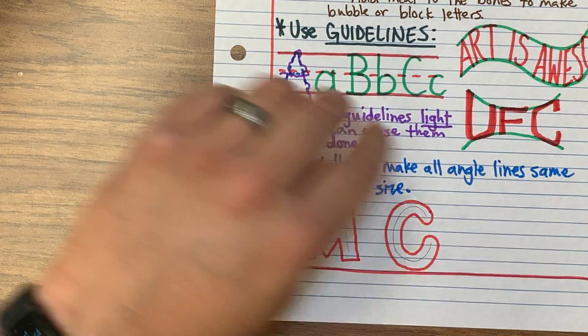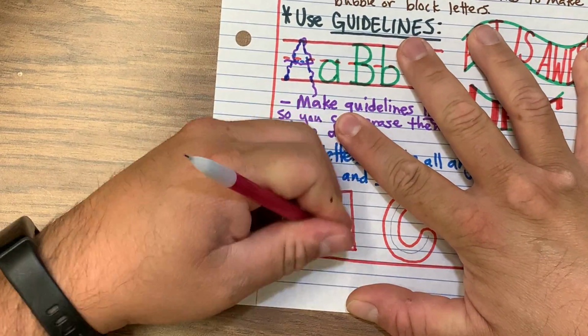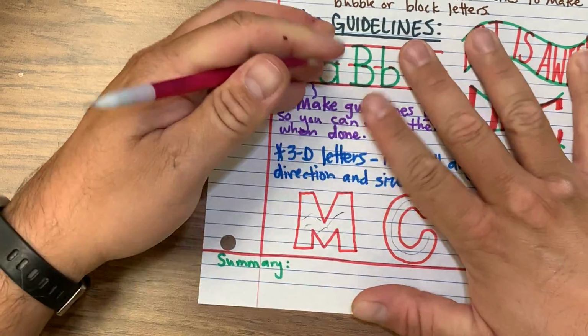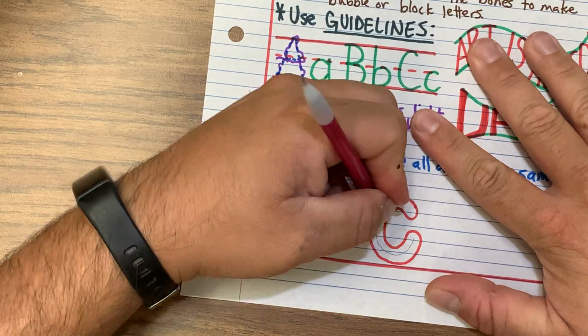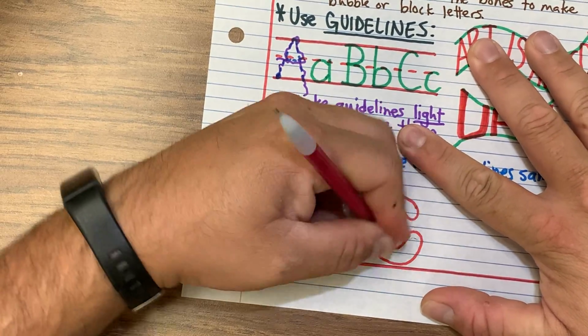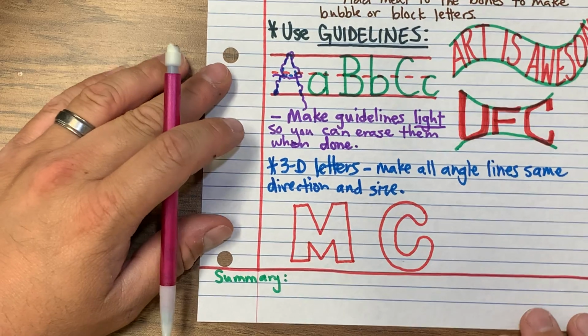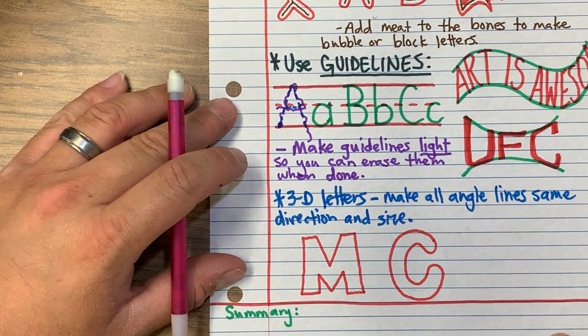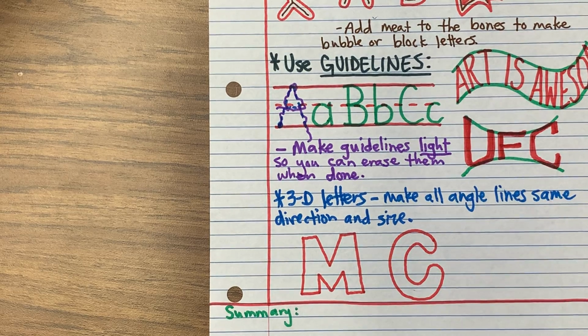And once I'm done with my stick letters, we can erase them and just be left with our bubble and block letters. All right, I'll give you another minute. That way, I know some of us are still drawing. Draw a couple of letters, then I'll show you what I mean by make the angle lines the same direction and the same size. Nice.